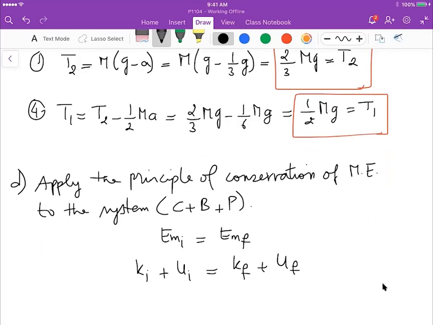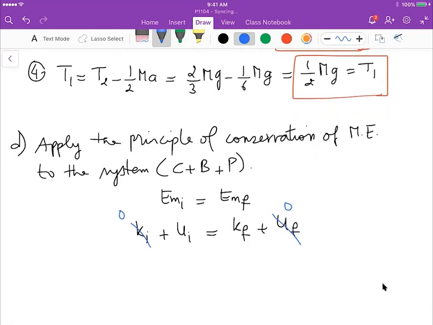If we take the gravitational potential energy in the final state to be, if we take the level يعني تبع final state to be our reference, then بتصير هيدا صفر. والkinetic energy in the initial state is equal to 0 because we have the system at rest. It wasn't moving. And so we end up with U initial is equal to K final.